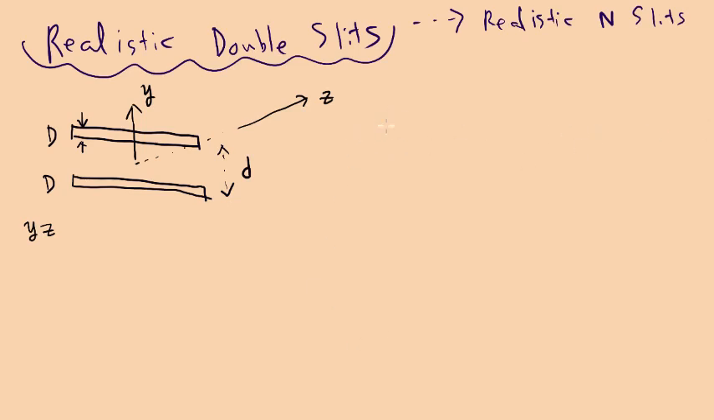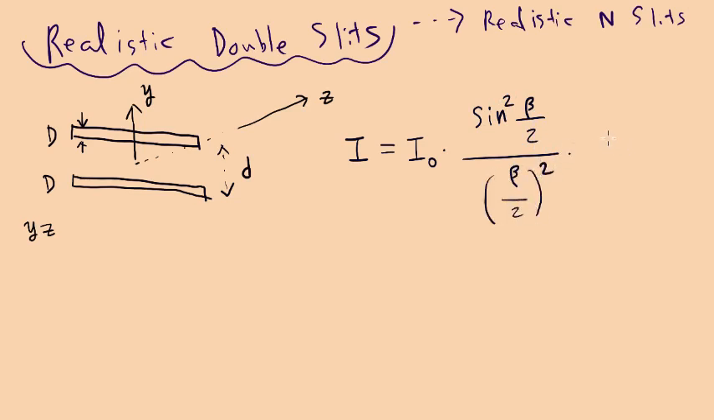So then what you find is that the end result in terms of the intensity is this: I equals I0 times the single slit pattern, sine squared beta over 2 over beta over 2 squared, times cosine squared delta over 2. I didn't actually derive this, but I just said in words why you get this, and I invite you to do that calculation yourself. It's not too complicated a calculation if you can handle complex numbers.